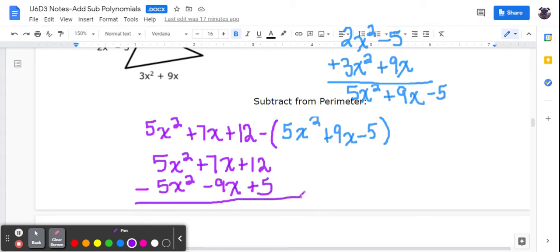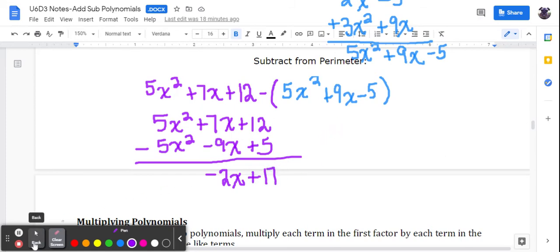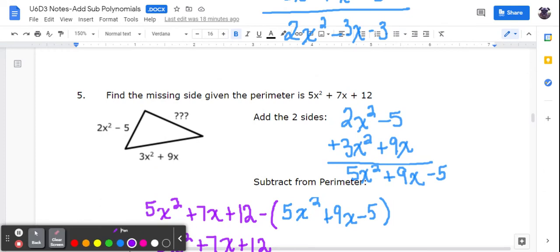So now when we combine these like terms here, give myself some more room. 5x squared minus 5x squared is 0. 7x minus 9x is negative 2x. And 12 plus 5 is going to be 17. So the answer for the third side of this triangle is negative 2x plus 17. We can come back and write that up here. Negative 2x plus 17.